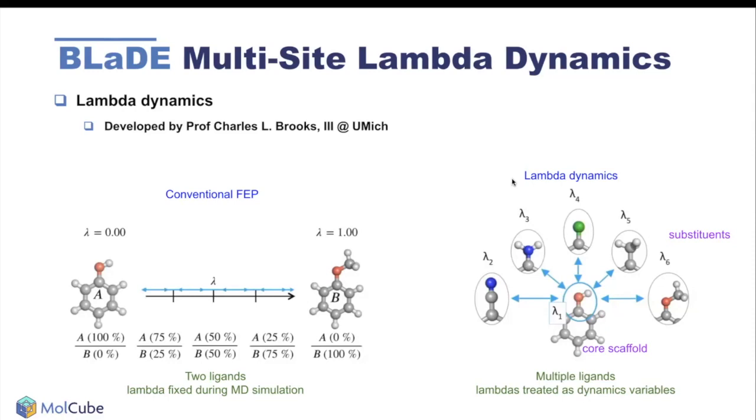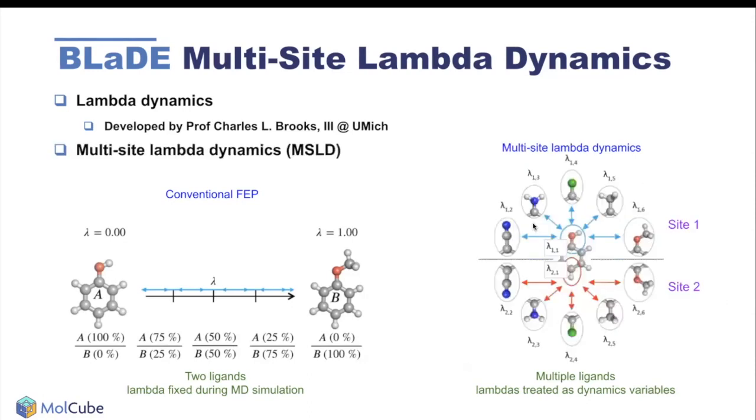However, in lambda dynamics simulation, multiple ligands are treated as a hybrid ligand structure with the shared core scaffold attached by multiple different substituents. Each substituent is assigned a different lambda variable, and this variable is dynamic and could change within a given constraint. Okay, so this is the brief idea of lambda dynamics.